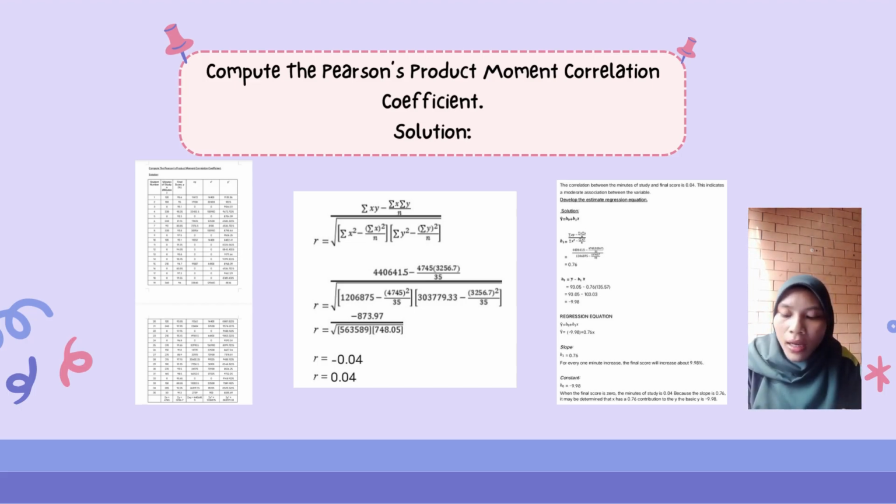Because the slope is 0.76, it may be determined that X has a 0.76 contribution to the final score, Y, with an intercept of negative 9.98.